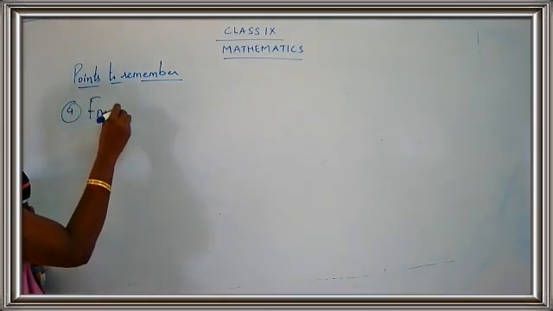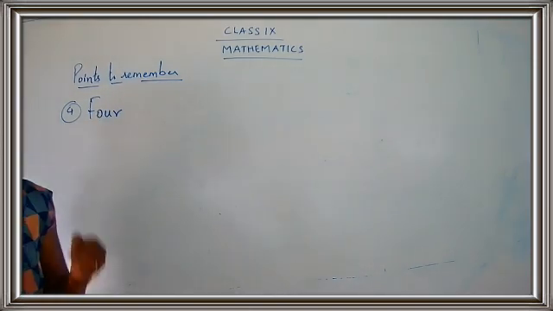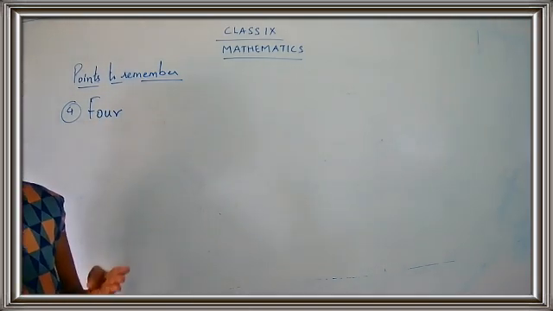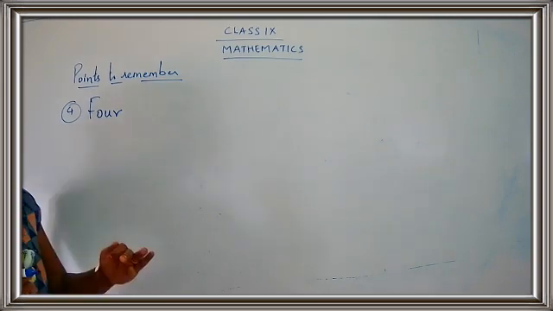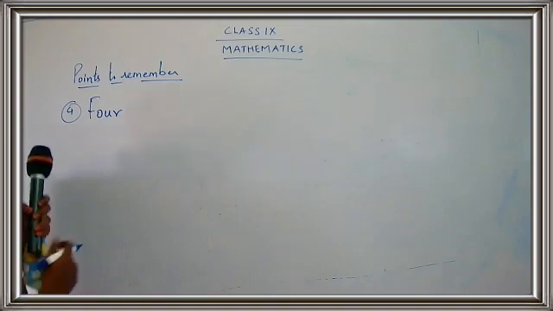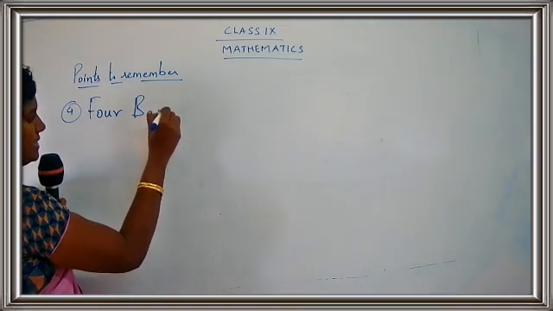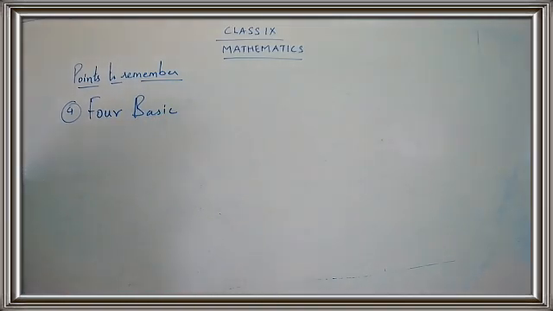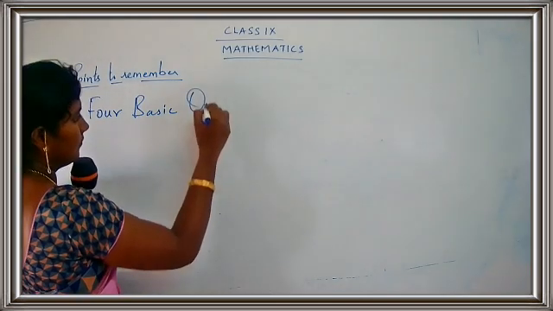So we have your 4 basic operations: addition, subtraction, multiplication, and division. So let's see how to use the addition and how to use the subtraction and multiplication and division. So give the heading 4 basic operations on surds.